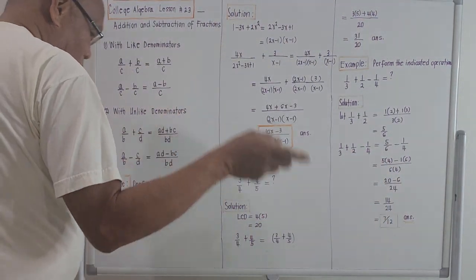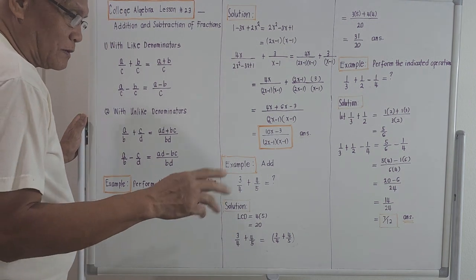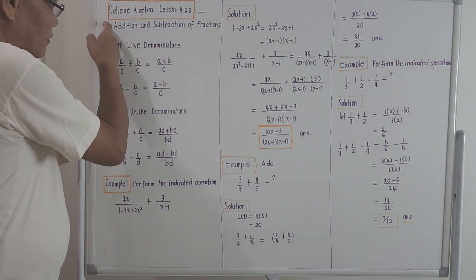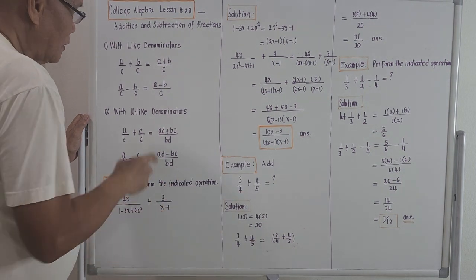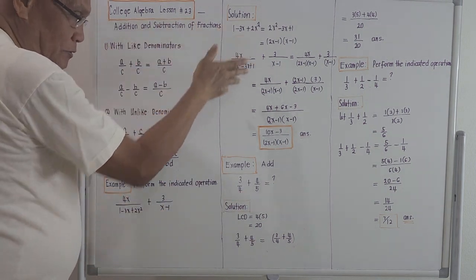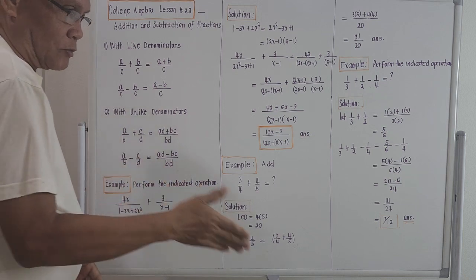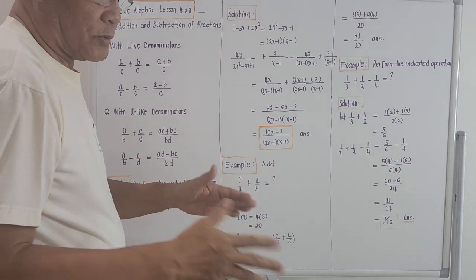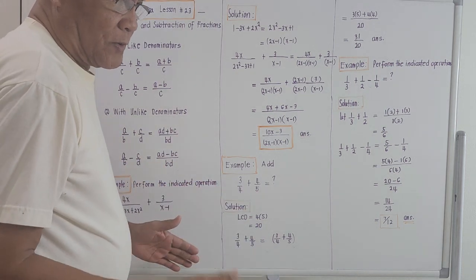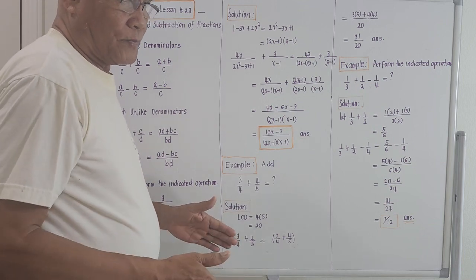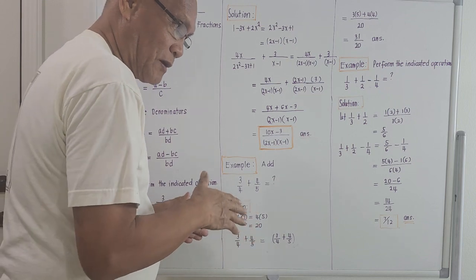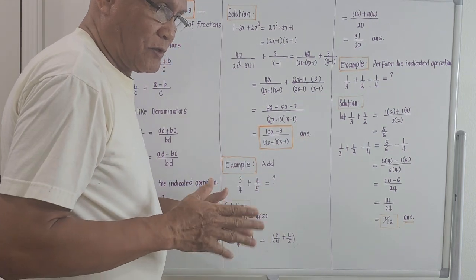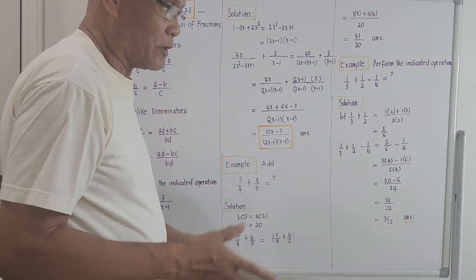The topic for this morning will be a long video format discussion, and this is college algebra lesson number 23. The title of the topic is addition and subtraction of fractions, or the equivalent, rational expressions. So the problem could be addition or subtraction of just simple real numbers, or simply an algebraic expression. Okay, let's proceed.